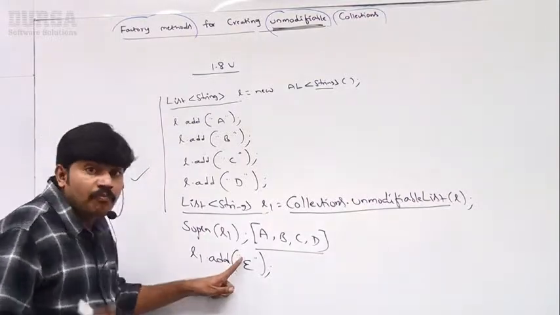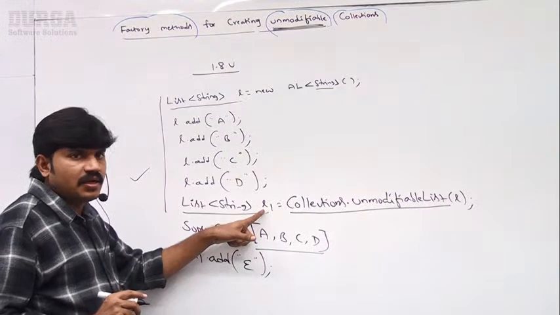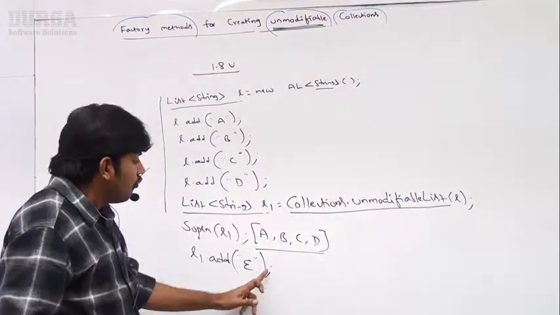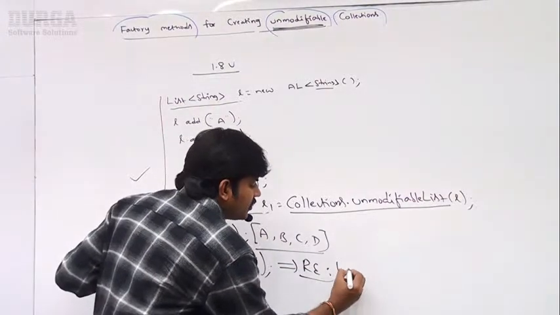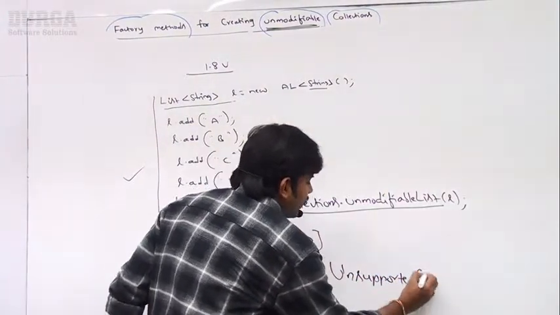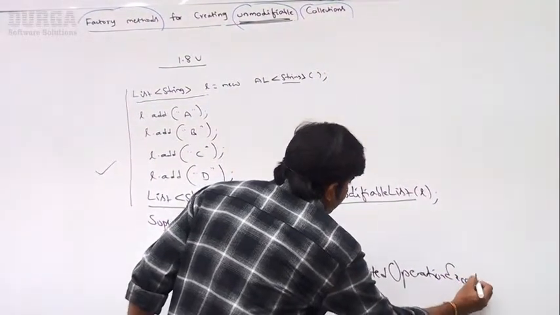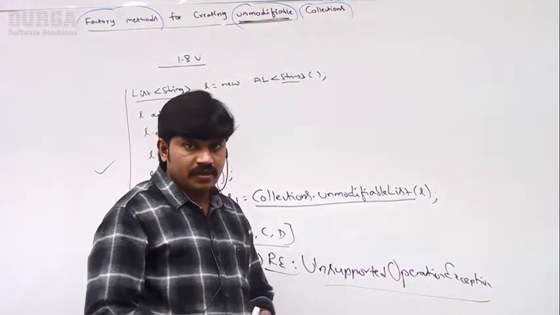Let me add, sir. By mistake, if you are trying to add an element to this list, because it is immutable, unmodifiable, you can't. By mistake, if you are trying to add, immediately we are going to get a runtime exception, say UnsupportedOperationException. Are you getting that? What is that exception, sir? UnsupportedOperationException by default we are going to get. Clear for all of you, right?